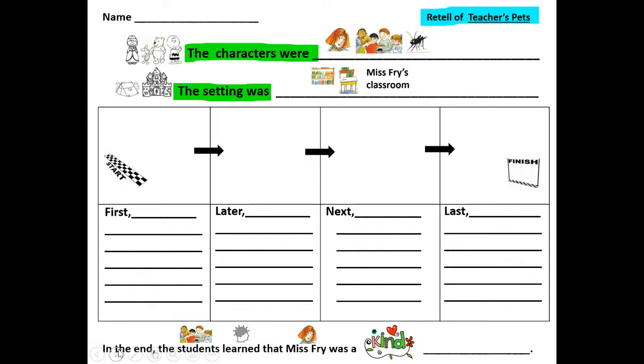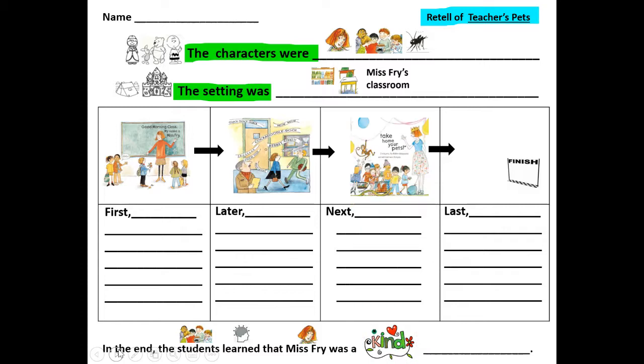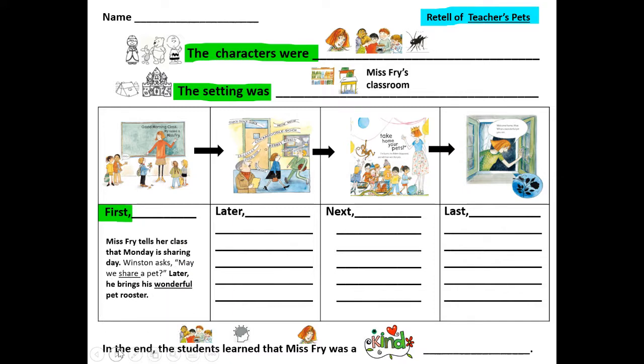So now let's put our pictures in order. If you remember these pictures from the story, these were major events, and I put them in the correct sequence. So what happened first in the story? What did Miss Fry do or say? Well, first, Miss Fry tells her class that Monday is sharing day. Winston asks, "May we share a pet?" Later, he brings his wonderful pet rooster.